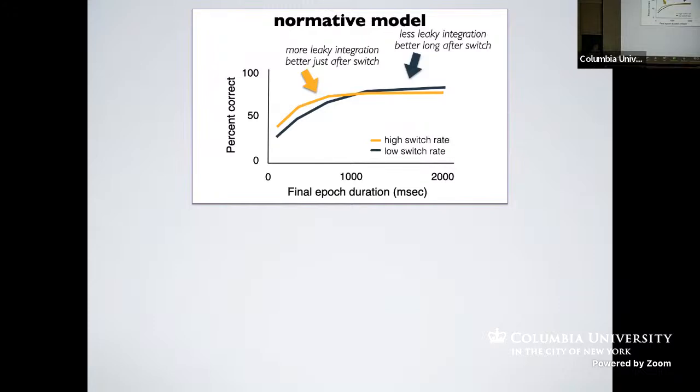For what I'm showing you here, there was the switching and then what we call the final epoch or the test epoch at the end, which can have variable duration. And intuitively, better accumulation should be something where the signal to noise improves more as a function of time.